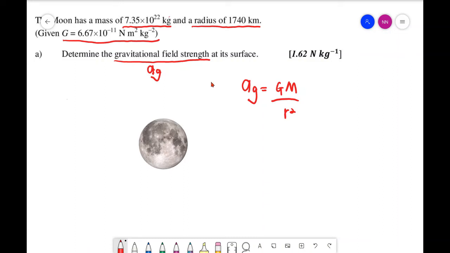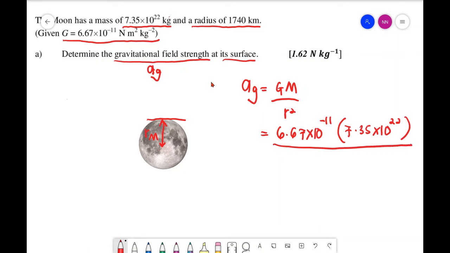Okay, test mass and point mass. Okay, so test mass dia ada dekat mana? Kat moon surface. Okay, jadi so dia mesti sampai center lah. Okay, so R ni akan jadi radius of moon. Okay, so substitute G 6.67 times 10 to the power of negative 11. M is the mass of the moon, 7.35 times 10 to the power of 22. And then R is the radius of the moon, 1740 kilometer. So kilometer kena convert kepada meter. So times 10 to the power of 3. Jangan lupa square. Okay, ni square kat sini.